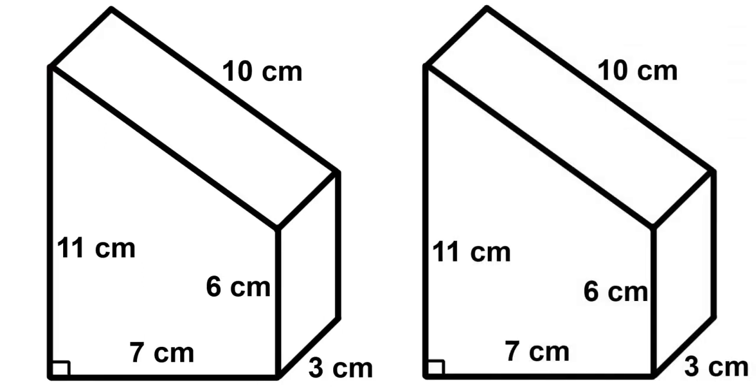The most obvious place to break this shape down would be at the height of the 6 centimeters. This will give us a triangular prism and a rectangular prism. If we cut the shape here, we'll have a triangular prism at the top and a rectangular prism at the bottom.